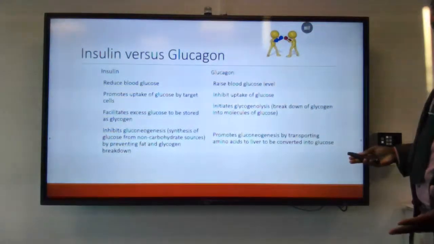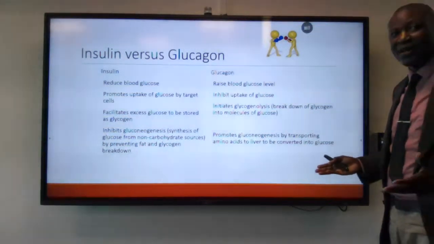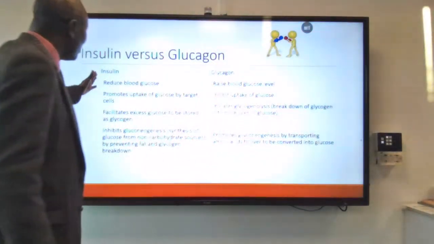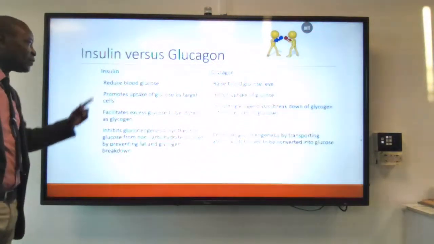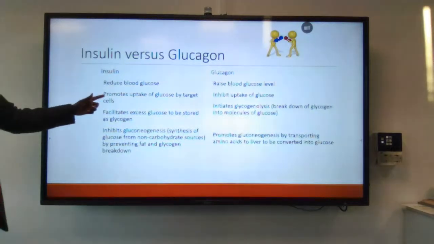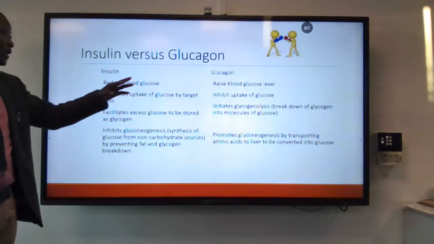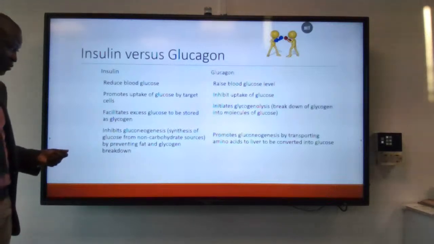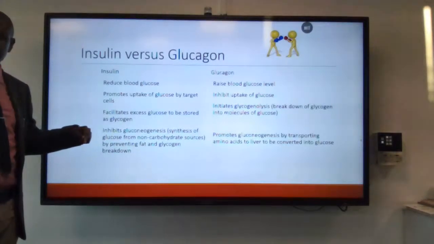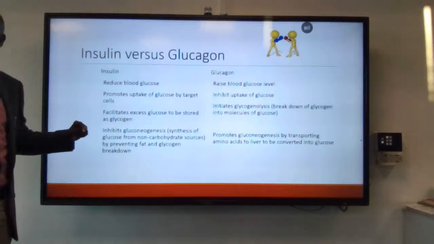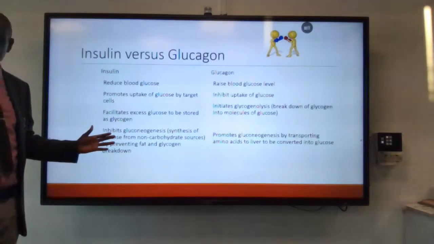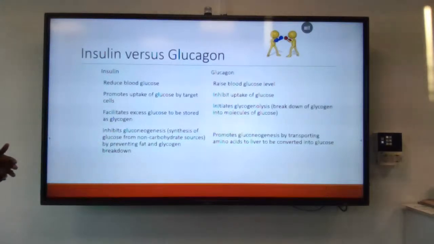So in essence, it is the interplay of glucose, insulin, and glucagon that regulate blood glucose level. The process being that the insulin helps us to reduce the blood glucose level, promote uptake of glucose by target organs so that more glucose can be withdrawn from the circulation, facilitate conversion of glucose into glycogen, and inhibit the use of amino acid and fatty acid and glycerol to provide energy, which the body will resort to when there is no fuel.